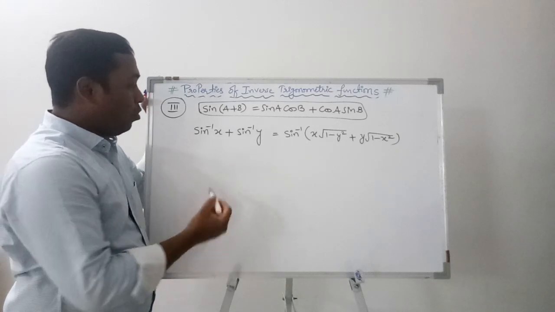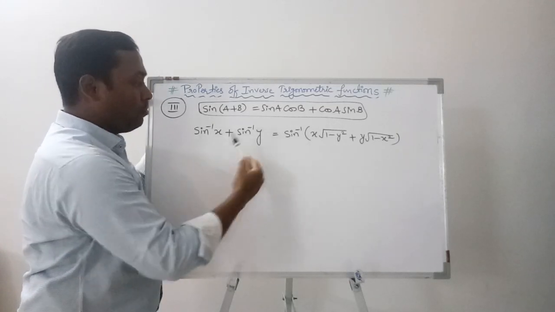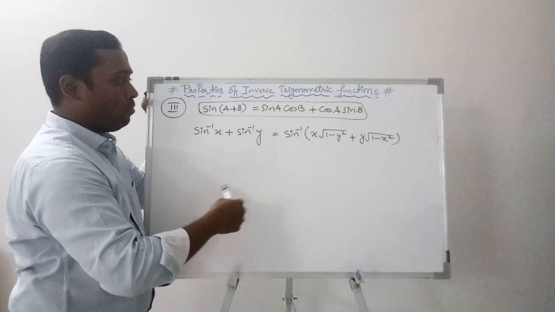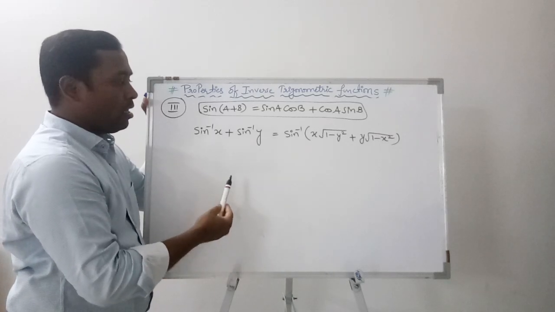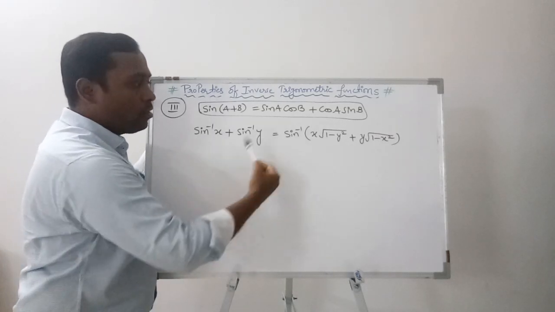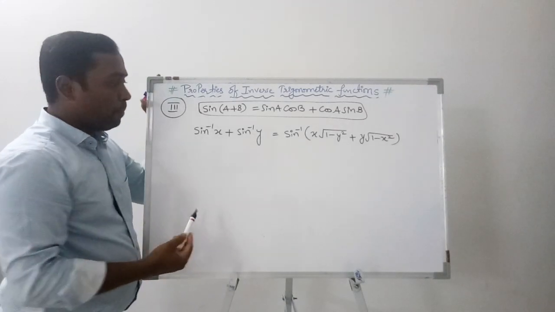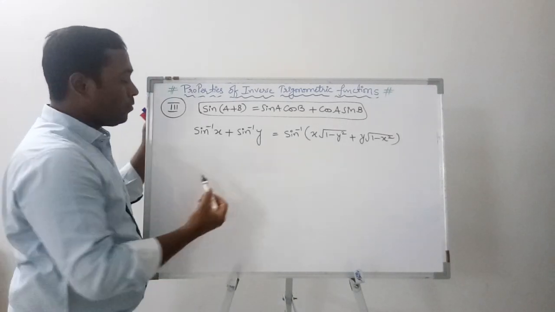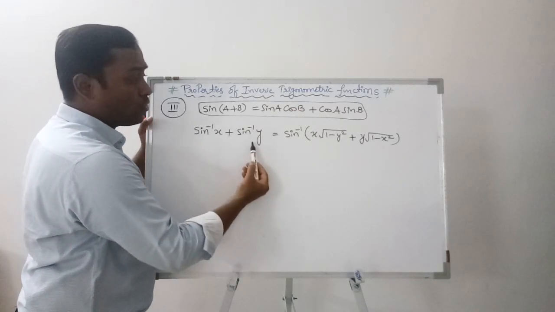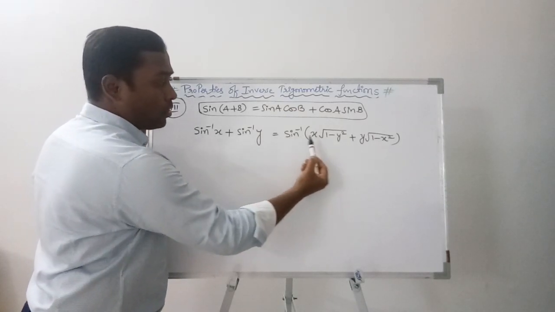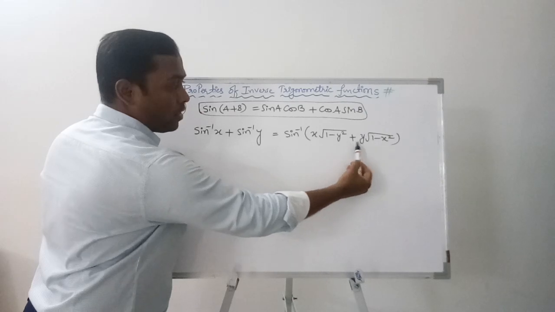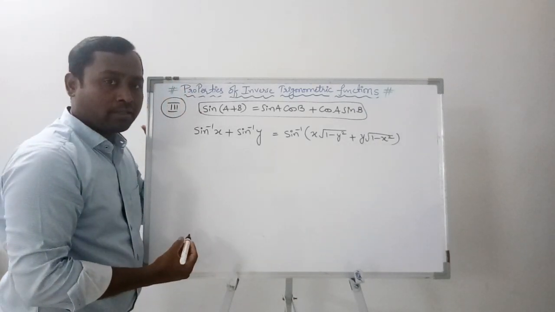So don't bother about this expression, because while simplifying the questions, if you are recalling these formulas again and again, it becomes easy to remember. Okay, only the practice is required. So sine inverse x plus sine inverse y will be equal to sine inverse of x into under root 1 minus y square plus y into under root of 1 minus x square.